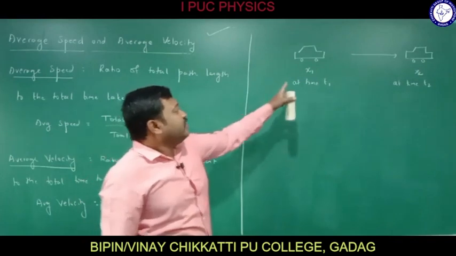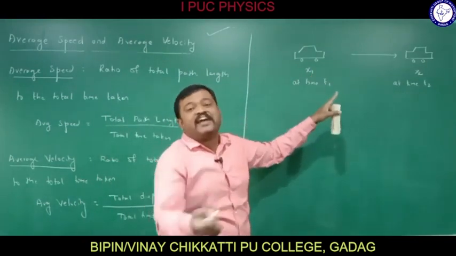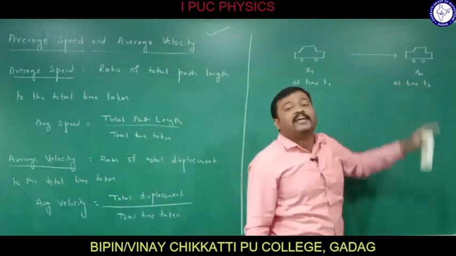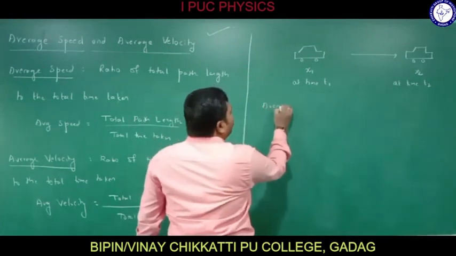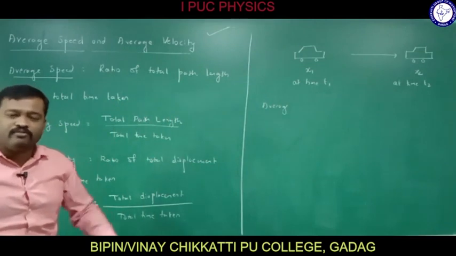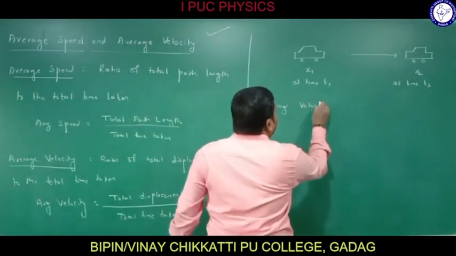Now, if at time t1, at 3 o'clock the bus is here, at 3:05, after 5 minutes, the car is at this position here, that is x2. Now, I want to find the formula for average velocity. Let me write the formula for average velocity.